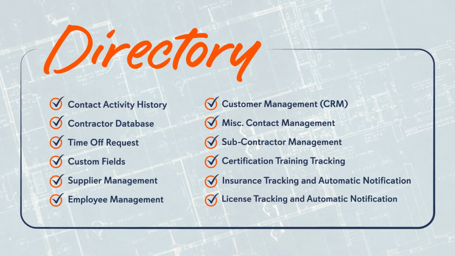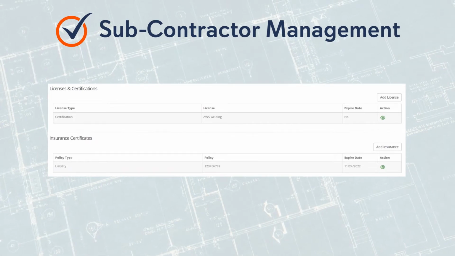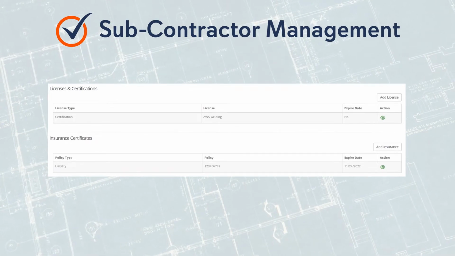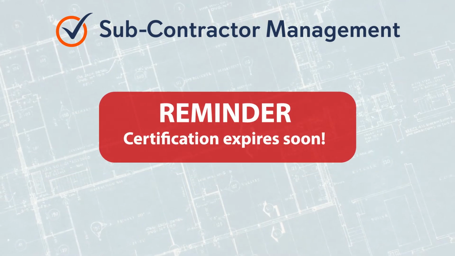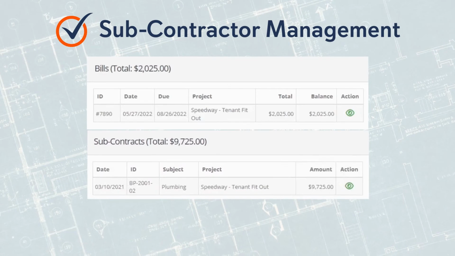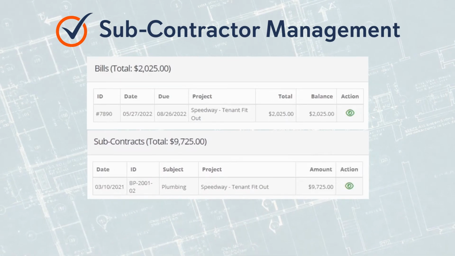You can enter your subs to include copies of their certifications, business license, insurance policies, and anything else you need to track. Get reminders when they are about to expire. You can easily see all bills and contracts associated with any sub, all in one place.